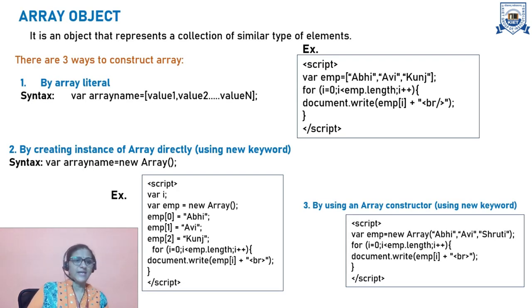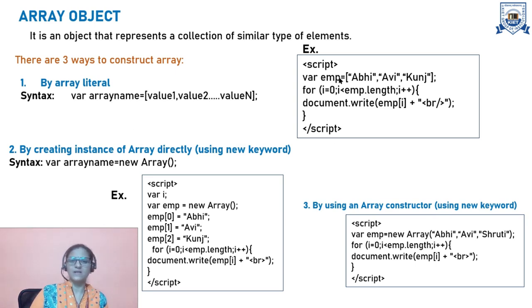Next object is array object. As we know, array is a collection of similar type of elements. So there are three ways to construct an array. The first one is array literal. Here is the variable name of the array, and in the brackets we are passing the values. Directly this array object will be created.